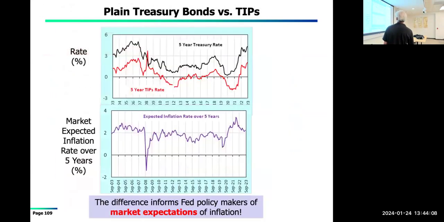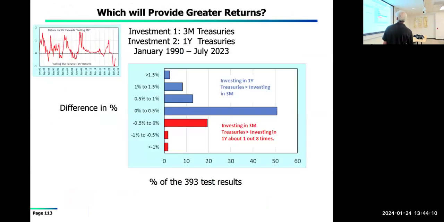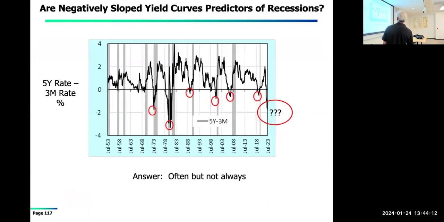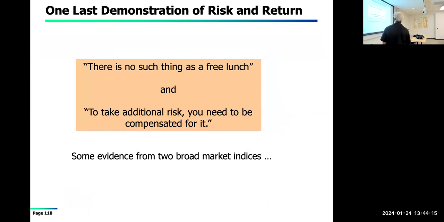Okay, we did the tips. We did this. I think I'm almost done with this guy. Okay, so one last demonstration of risk and return. First, the line: there's no such thing as a free lunch. Boy, I'm telling you, that statement, it's a Milton Friedman statement, is so true about our economic system. And there's an awful lot of politics involved, politicians that don't understand it. Take additional risk, you need to be compensated.